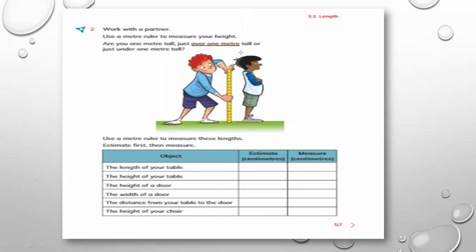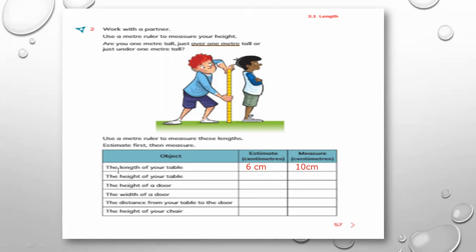So here is a table of objects, estimates, and measurements. So length of your table, estimate, and then you can say measurements. So let's say it is 6 cm, but when we measure with the help of ruler, it was 10 centimeter. So this was the length.